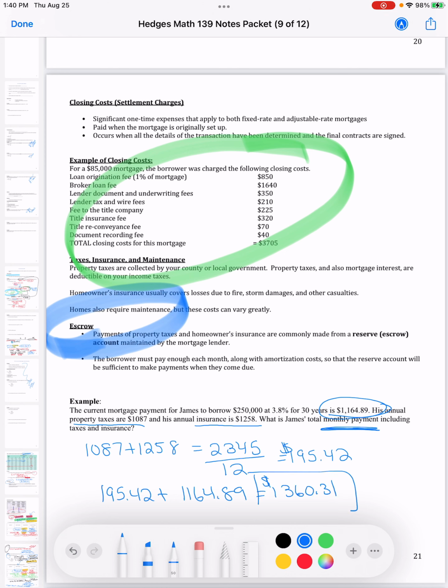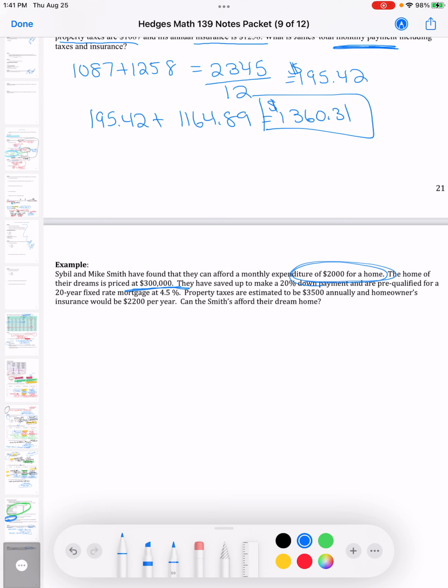Now I've got another example of this on the next page here. So this one's going to go into a little bit more detail. And the question is just asking, do they have enough money? So they can spend $2,000 a month. That's how much total. That's got to include everything. And they're looking at this house that's $300,000. So $300,000. They're going to put down a 20% down payment.